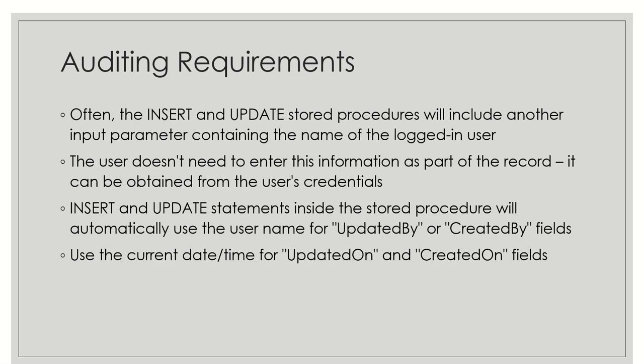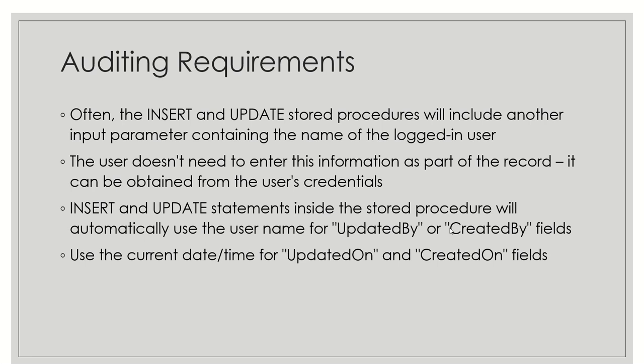So often, the insert and update procedures will include another input parameter containing the name of the logged in user. And I'll show you in a minute how we can find the name of the user in our system. So the user, the person, doesn't need to enter that information as part of the record. It will be obtained from their credentials. So insert and update statements would automatically use that username for updated by or created by fields. So typically we say updated by is the name of the user who performed the previous update. So every time you run an update command, you record the name of the current user.